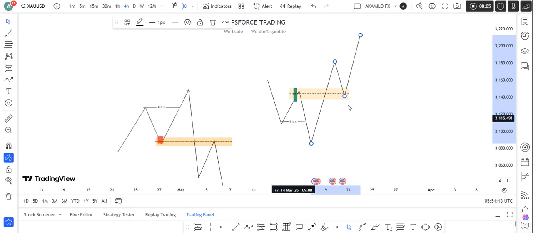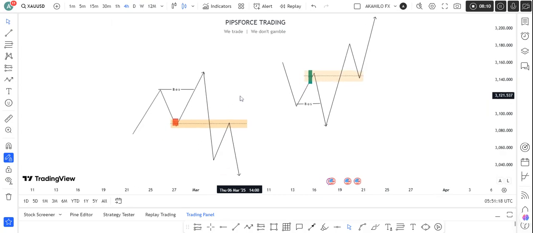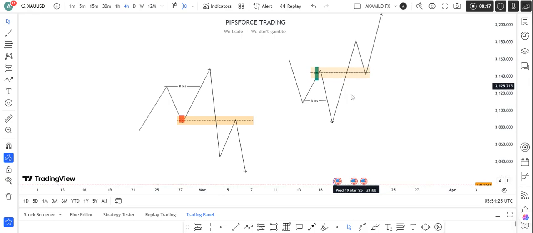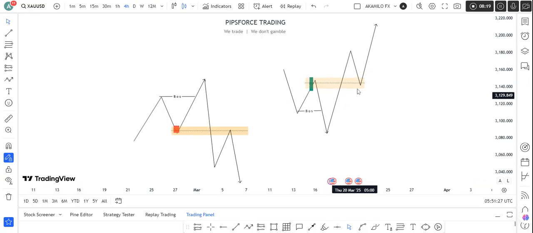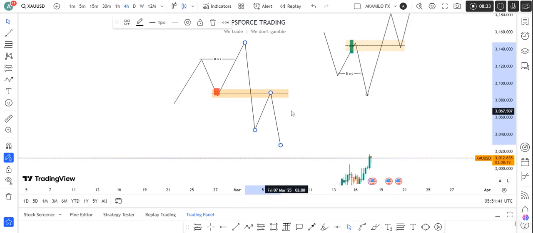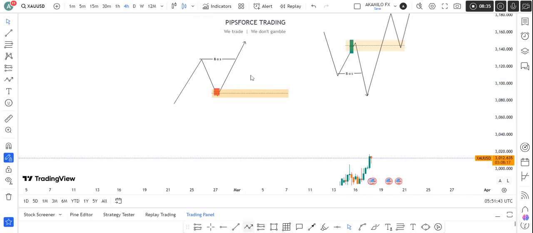And to take trades using this particular approach, we just don't take trades blindly. You wait for price to come into this zone and give you a lower time frame shift in market structure before you take a trade. For example, let's use the bullish breaker block first to give an example.